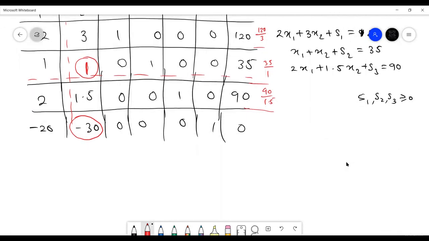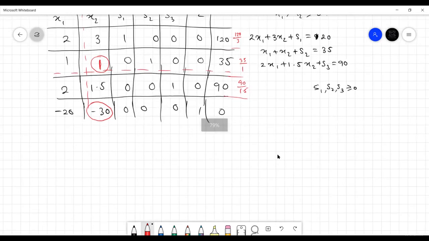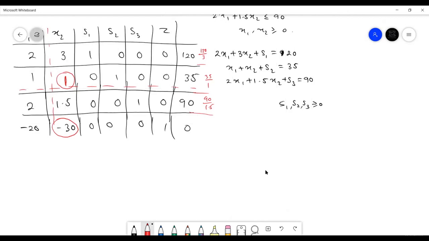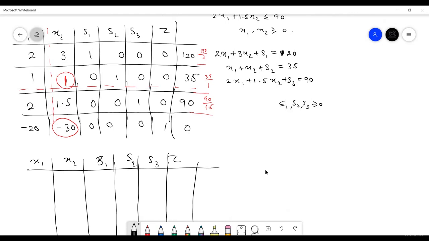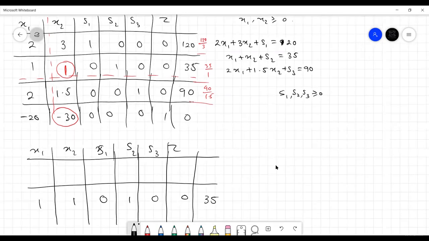So if we draw our new chart, in the new chart, x1, x2, s1, s2, s3, c. The second row, not the first row, is going to be the same, that is 1, 1, 0, 1, 0, 0, 35. Other things will definitely change.